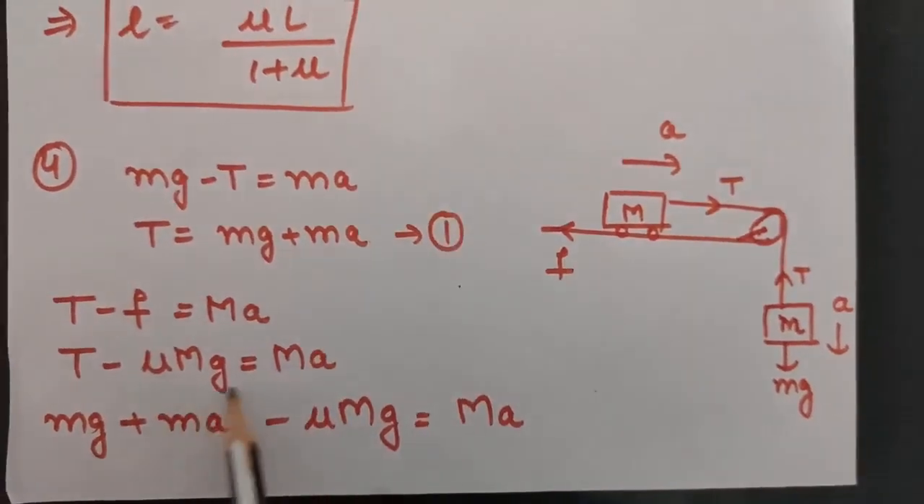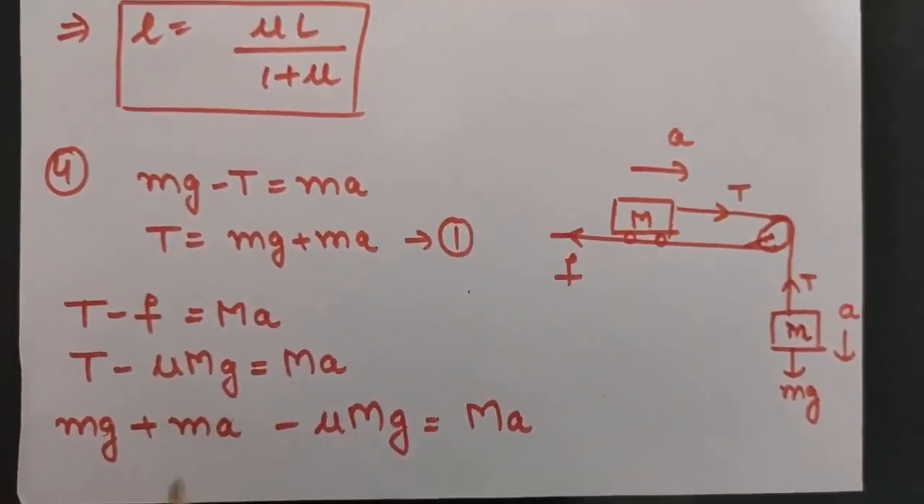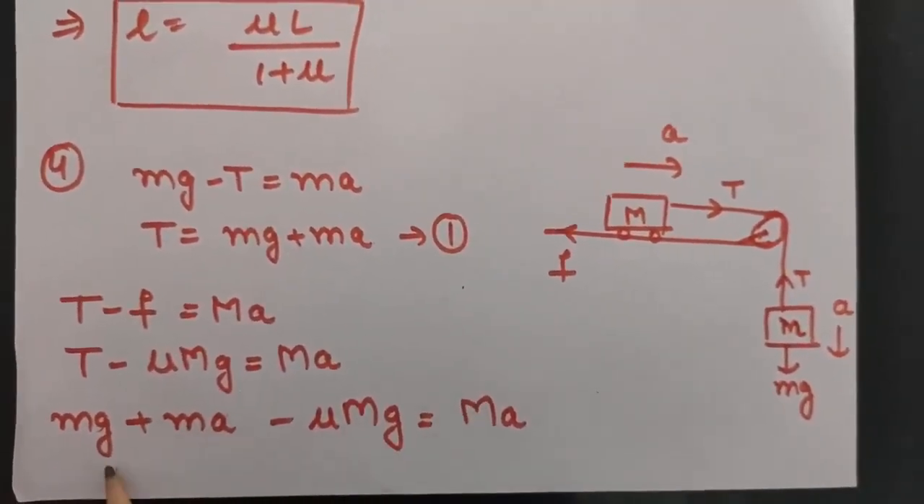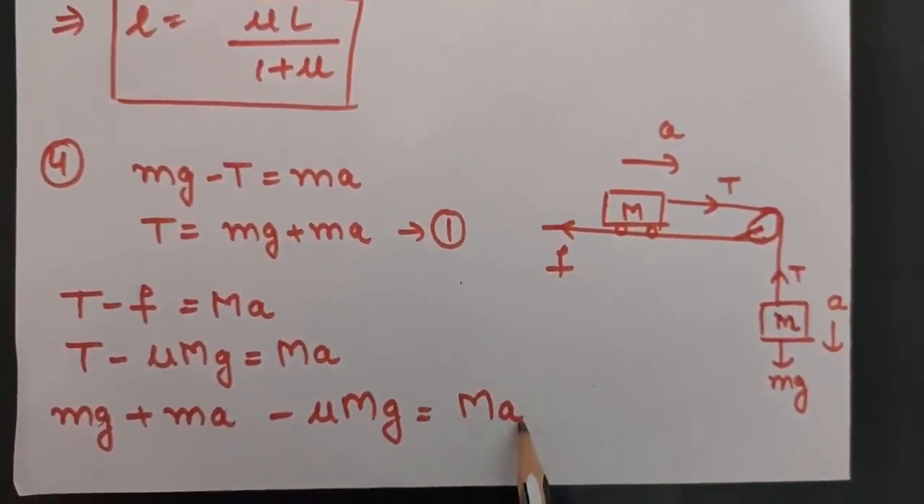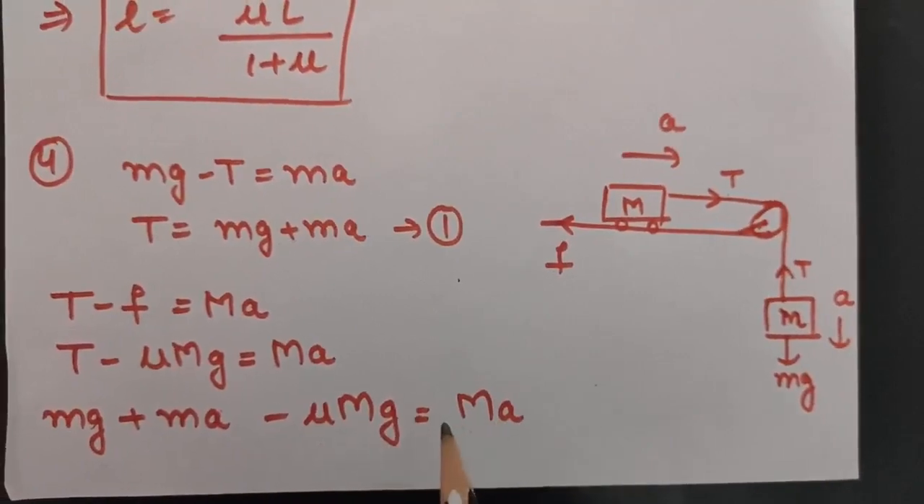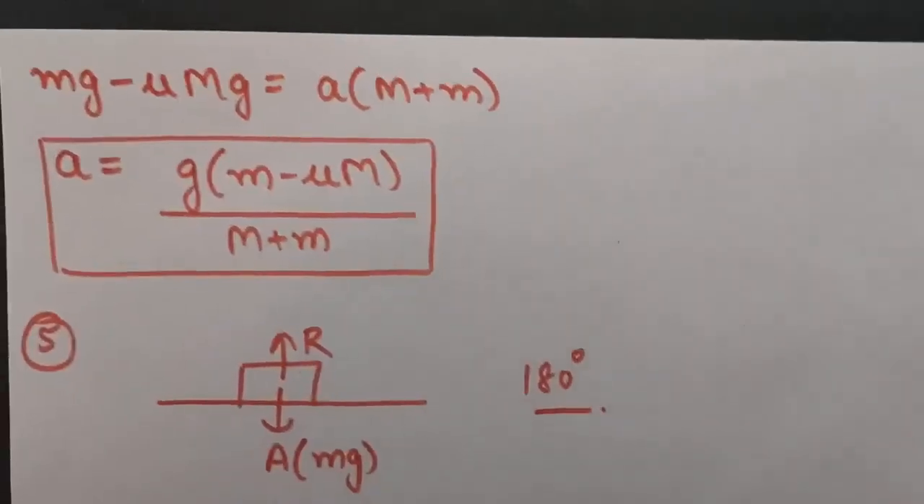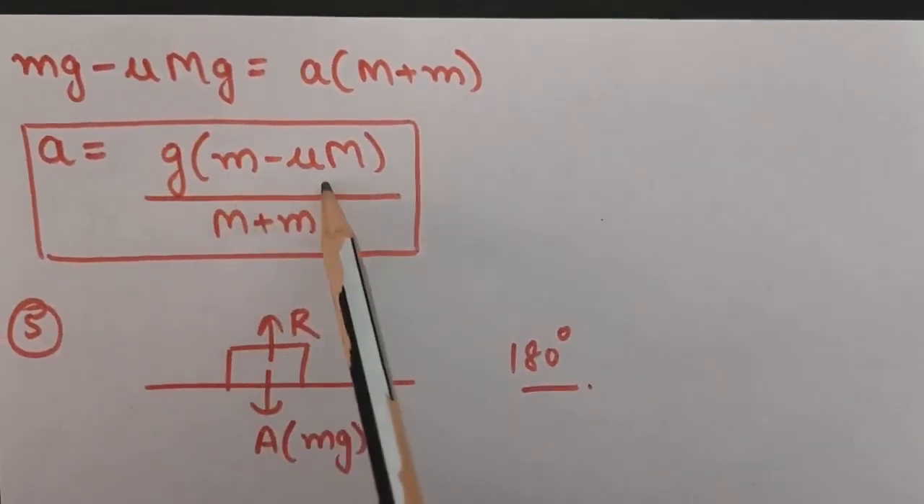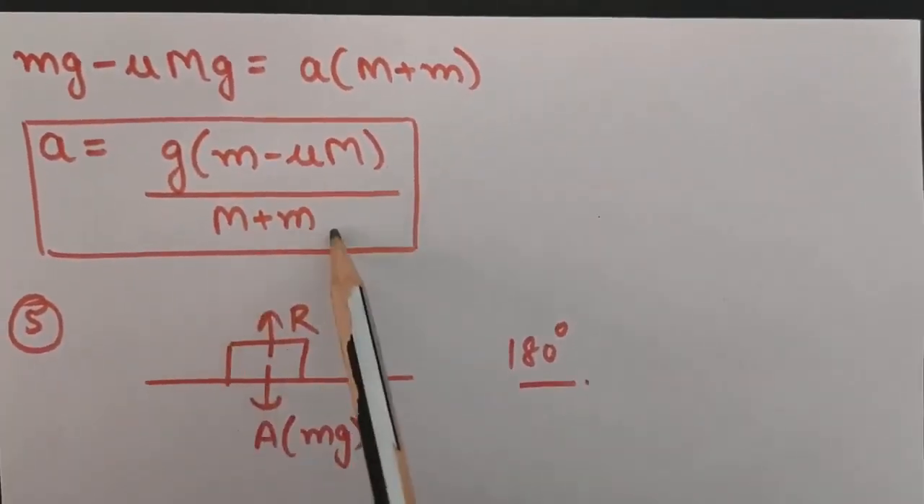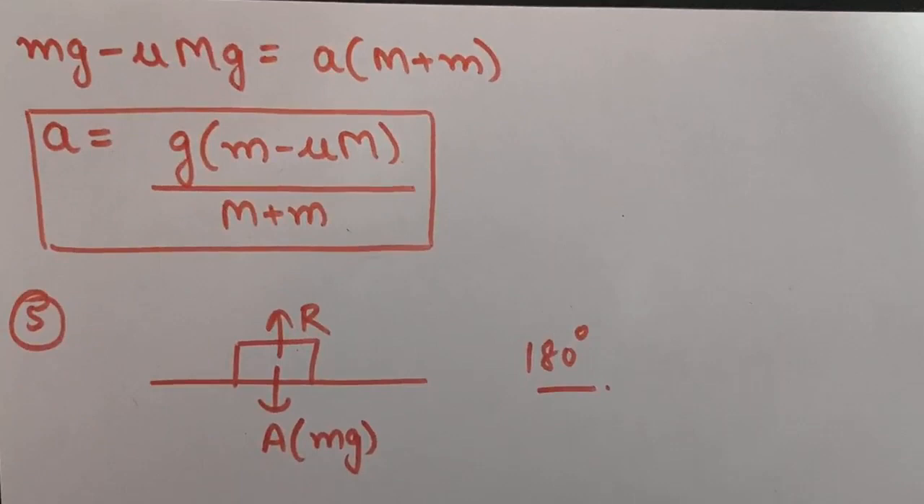Now from 1, put the value of tension here. Okay, so you will get this equation, that is mg plus ma minus mu capital Mg is equal to capital Ma. Now solve this equation for acceleration. When you solve it, you will get the answer to be g into (small m minus mu capital M) upon (capital M plus small m). So this is the value of acceleration.